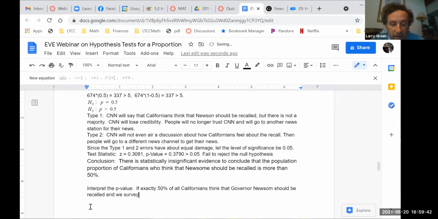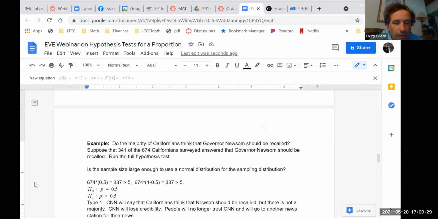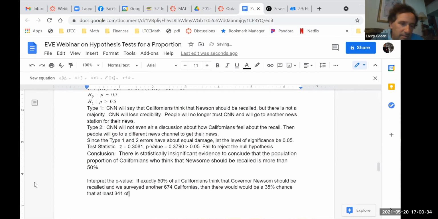and we surveyed another 674 Californians, then there would be, and the p-value is 38%. The idea is 38% is not some very small probability. It's not surprising if that happens when it's a 38% chance. There would be a 38% chance that at least, and what we got was, it's in here, 341 of the sample would think that Newsom should be recalled.